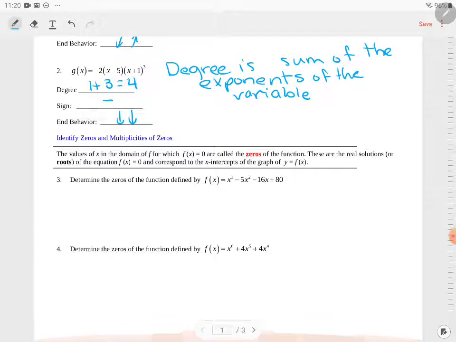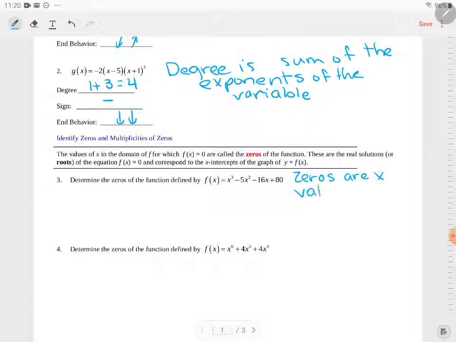Okay, now we want to find zeros. And the zeros are the x values of the x-intercept. That's when y equals 0. So the problem you're going to solve is 0 equals x cubed minus 5x squared minus 16x plus 80. And what we want to do is to solve this by factoring with grouping.